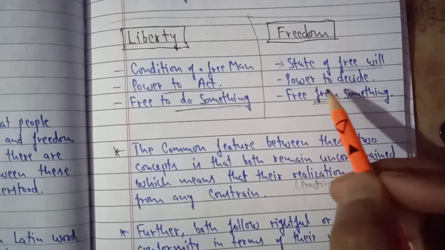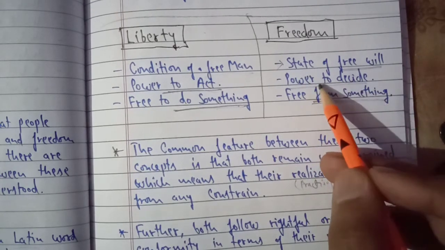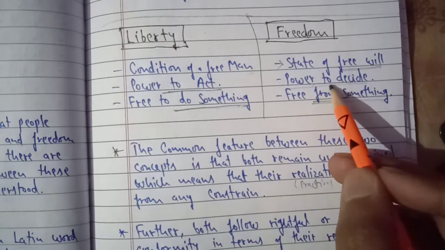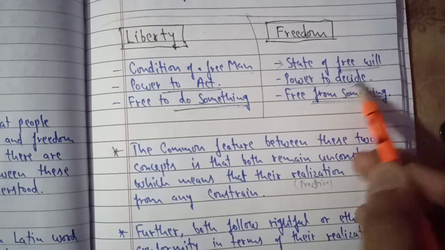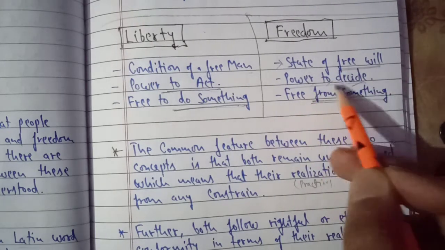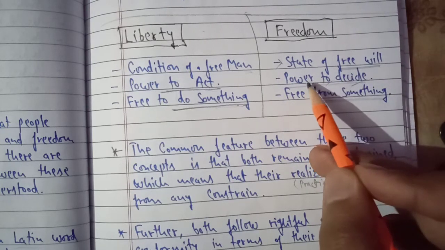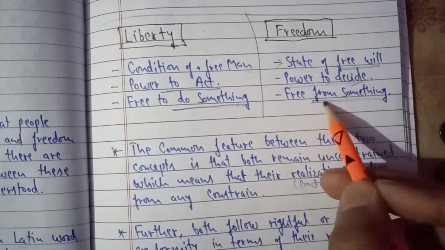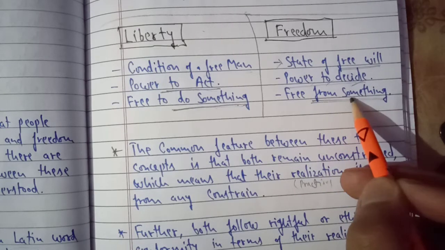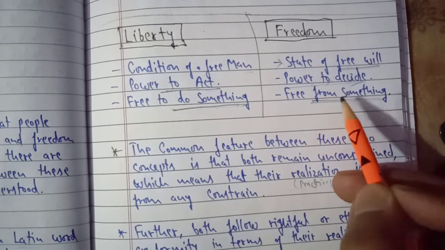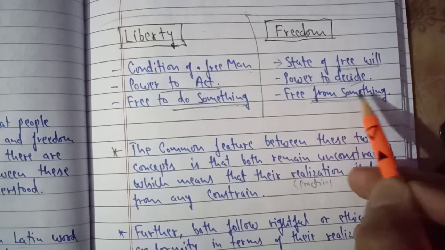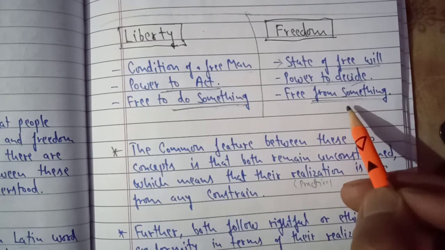So here, what does this mean? Power to decide. Now you have the power to decide if you want to play, if you want to go to the library, or if you want to sit in the class and study. It's all up to you. It means a teacher has left the class, and you have the power to decide. And you are free from something. What is this something? Previously I was in the class, but now you are free from your teacher. There is no supervision over you.